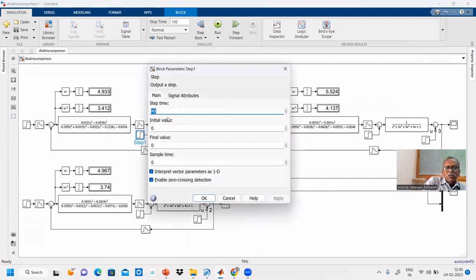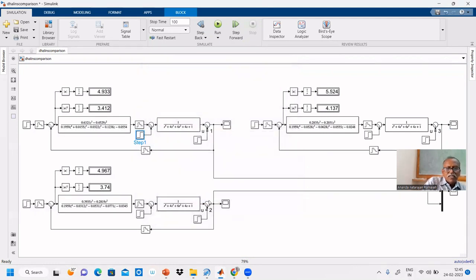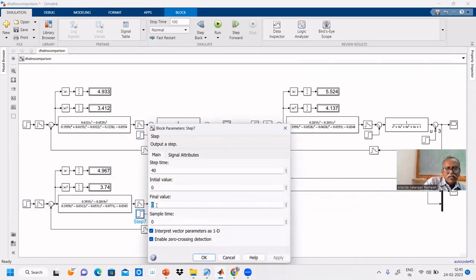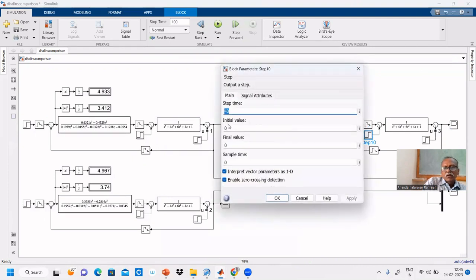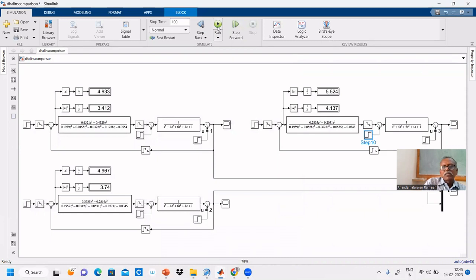Now let us give the step disturbance at 40 seconds. So up to 40 seconds, it will be at 0. At the 40th second, we are giving a step change in the input disturbance. Now let us simulate.